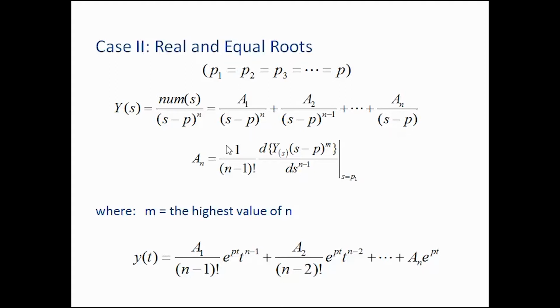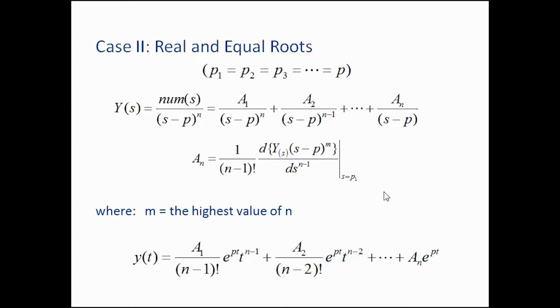And we can solve the coefficients in general as a sub n equal to 1 over quantity n minus 1 factorial, multiplied by the n minus 1 derivative of the product of Y of s multiplied by quantity s minus p raised to m. Take note that m is the highest value of n. And to solve for the coefficients a sub n, we let s equal to the root p.